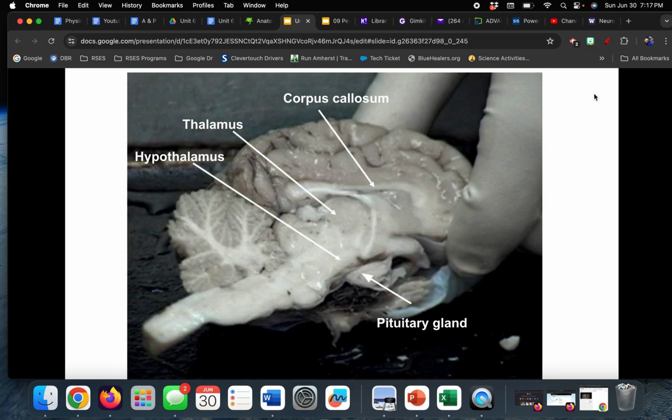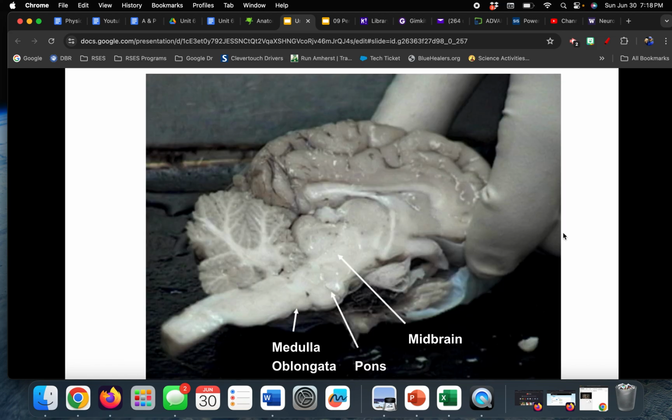Another just different view of these things, showing three major endocrine glands and that good old corpus callosum connecting the left and right side of the brain. And then our midbrain, pons, and medulla.